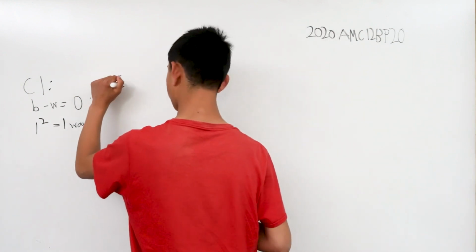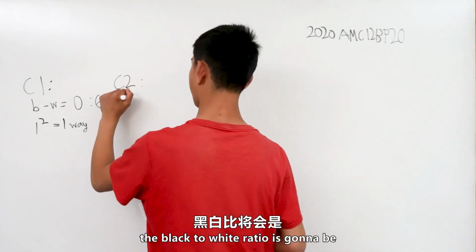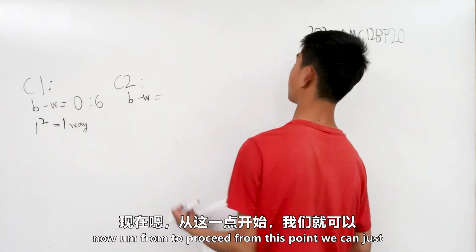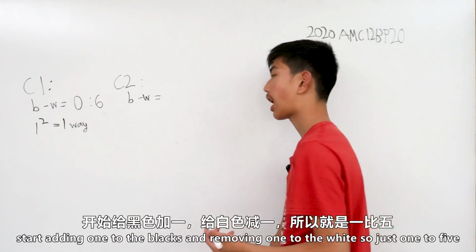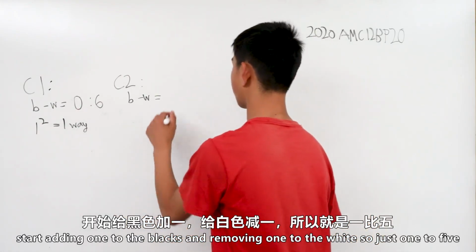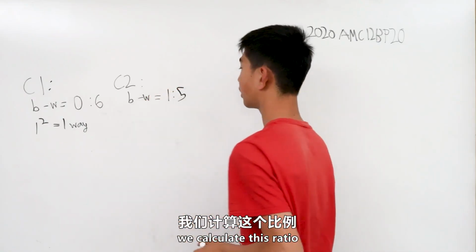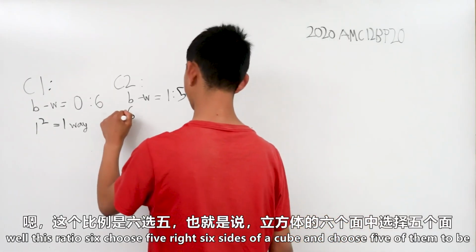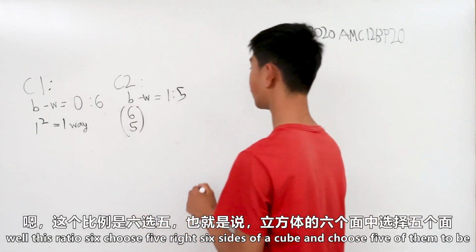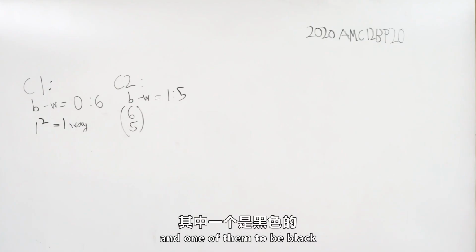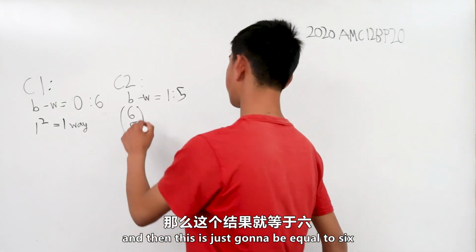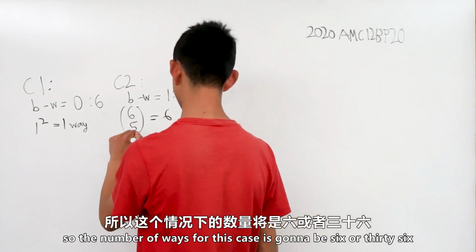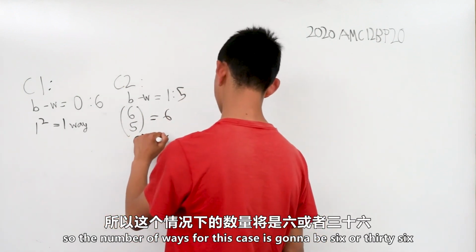Case 2 now. The black to white ratio is going to be, to proceed from this point, we can just start adding 1 to the blacks and removing 1 from the white. So just 1 to 5. We calculate this ratio. Well, this ratio, 6 choose 5, right? 6 sides of a cube and choose 5 of them to be white and 1 of them to be black. And this is just going to be equal to 6. So the number of ways for this case is going to be 6 squared, or 36.